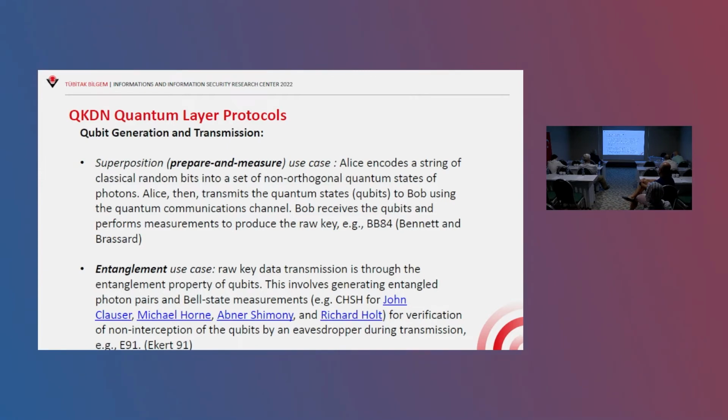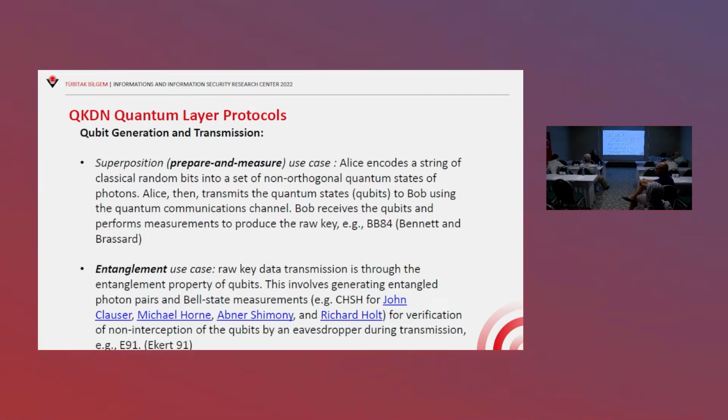And then Bob would receive these qubits and perform measurements to produce the raw key. The typical example of this is the BB84 protocol that was invented by Bennett and Brassard at AT&T Bell Labs at the time. And as the name indicates, this was invented in 1984. So this shows how far back the use of quantum technologies goes in the application in communications.